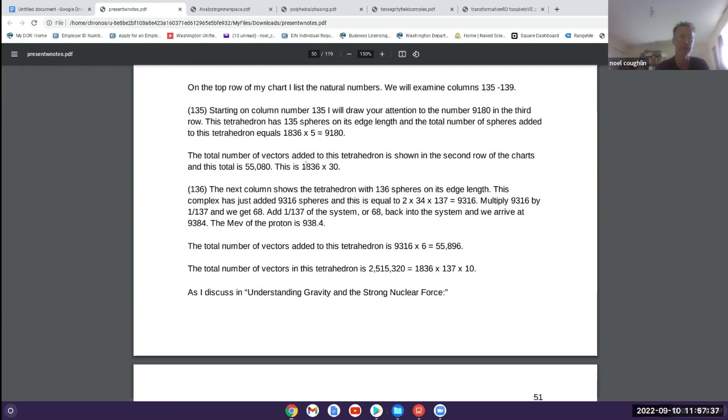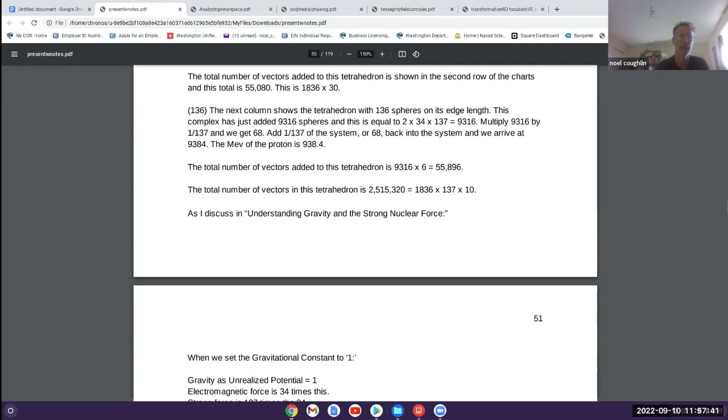It has 1836 times 30 total number of vectors added at that frequency. The one with the 136 spheres has 9,360 spheres to its edge length. So the tetrahedron that has 136 spheres to its edge length has just added 9,316 spheres, and this is equal to 2 times 34 times 137. If you multiply that number by 1/137th, you get 68, and if you add that back into the system, you get 9384, the MeV of the proton.